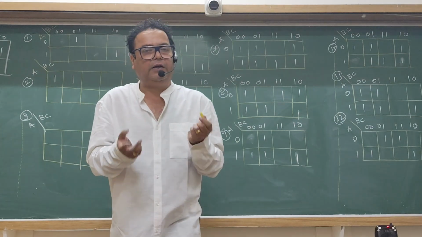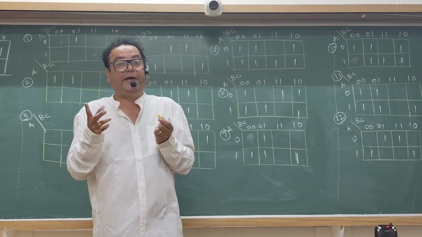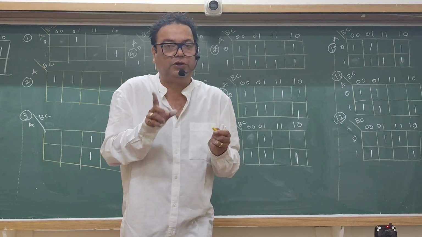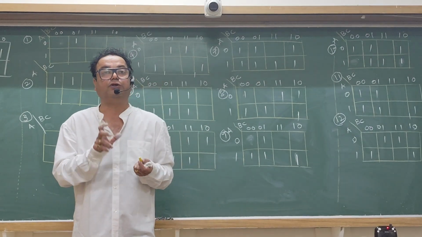If you have one 8 available, you can't do 4, 2, 4. If you have one 4 available, you can't do two pairs. If you have a pair available, you can't do single ones, right? Maximum is important because ultimately the aim is to reduce the hardware.